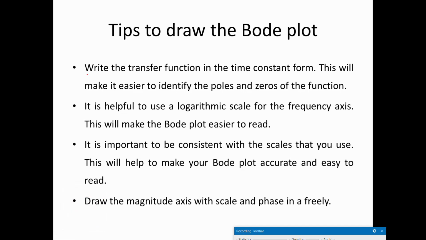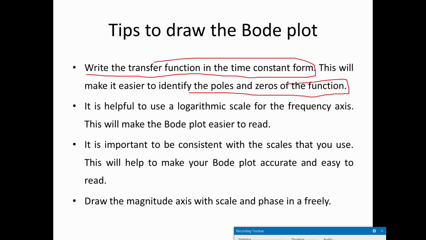So the first tip is that you have to write the transfer function in the time constant form. So this will enable us to identify poles and zeros of the function. Given a problem statement, first and foremost we should identify whether the transfer function is in time constant form or not. If it is not, you have to convert it into time constant form, then only it will be useful for us to identify poles and zeros of the function.